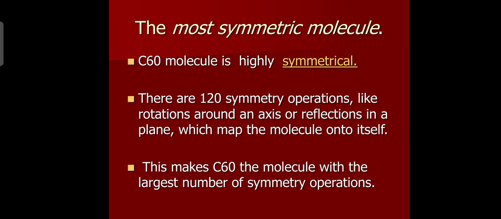The C60 molecule is the most symmetrical molecule, highly symmetrical. They have 120 symmetry operations, and that's why they are called the molecule with the largest number of symmetry operations.